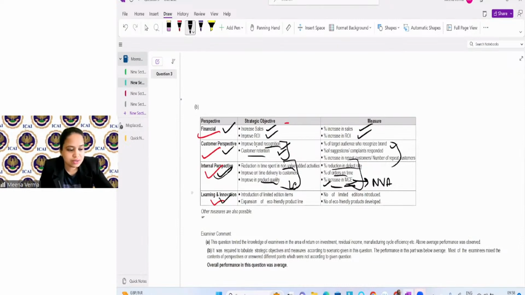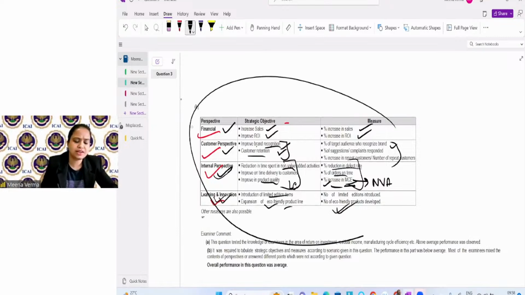So you can see the company is focusing on the introduction of limited edition items, and the company is focusing on eco-friendly items. This will also come under learning and innovation. You will see how many new limited edition items the company has, and then you will see how the company is expanding eco-friendly items. You will consider all these points and write them in the balanced scorecard.